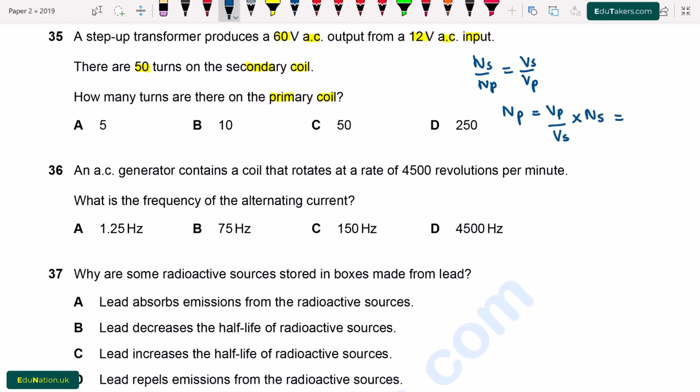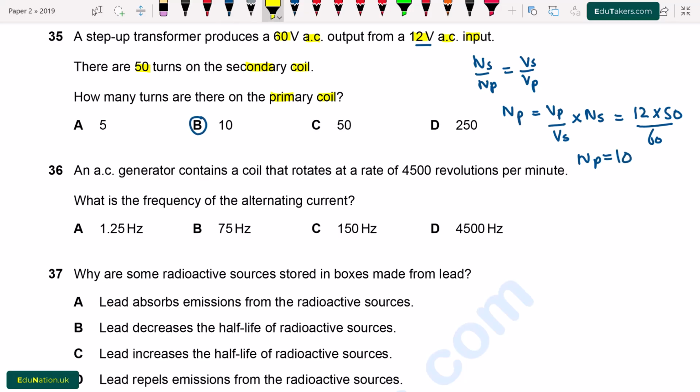Now I am going to put values here. Vp is given, which is 12 volt, multiplied by the number of turns in secondary, which is 50, divided by 60. So the number of turns on the primary will be equal to 10. From here, option B is correct.